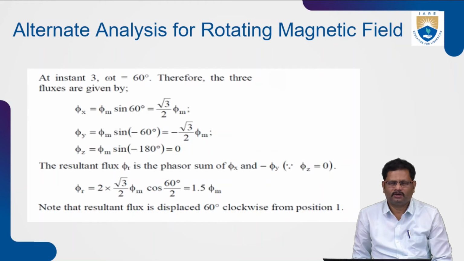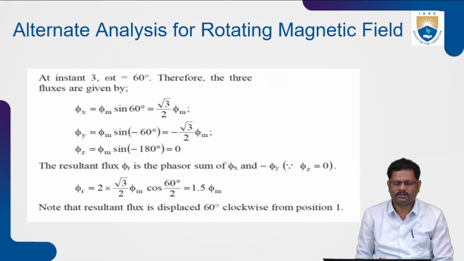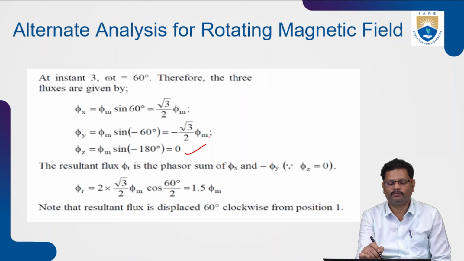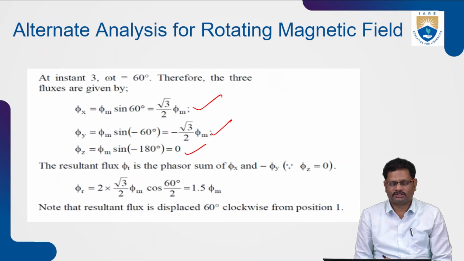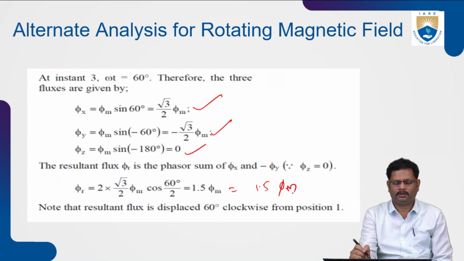So let us say theta equal to omega t, in another case theta equal to 60. The same values will be, in one phase it will be 0 and in another two phases it will be equal and opposite. So minus root 3 by 2 and plus root 3 by 2. So the resultant flux everywhere will be the same, 1.5 times at any instant.